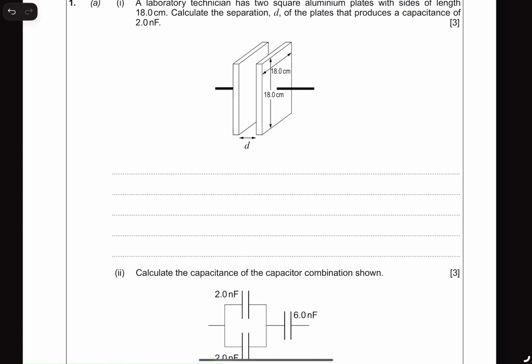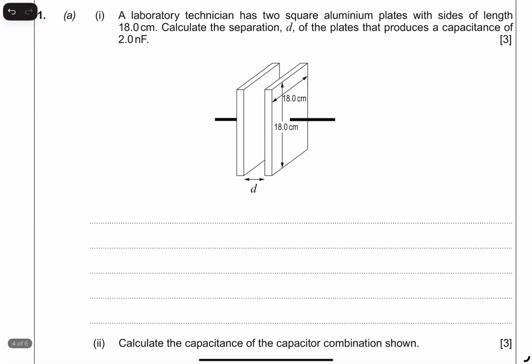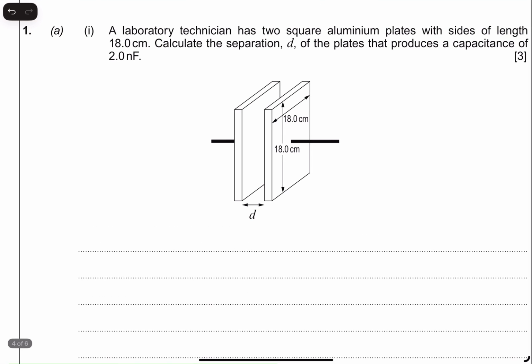Right, so what we've got here is a capacitor, and we're given various bits of information about this capacitor. So we're going to try and answer this question. The first thing to notice is that we're told the dimensions of the capacitor, so its length and width of each plate, or the height and width, whatever you want to call it. And that allows us to work out the area of the plate. We're also given the capacitance of the capacitor, and we're asked to calculate the separation of the plates, D.